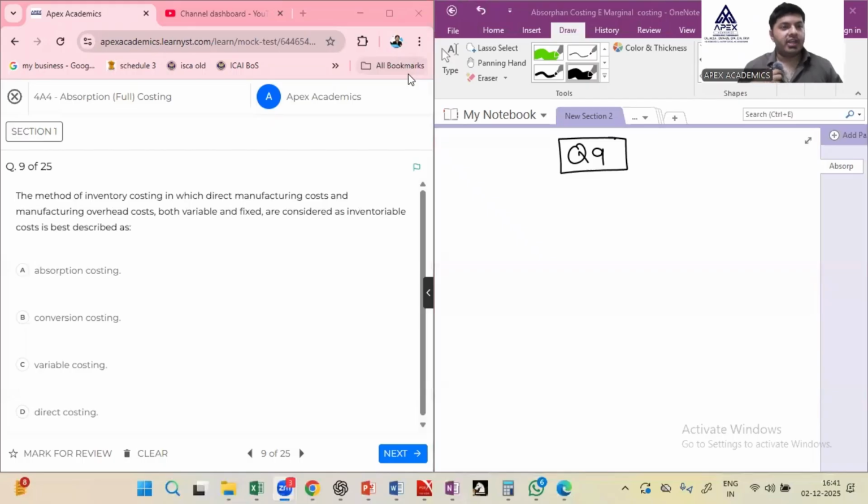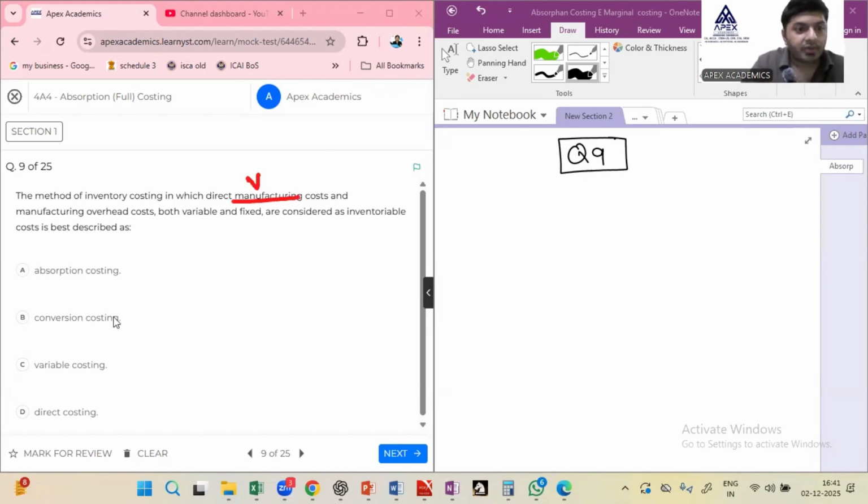All right, guys, we are now looking at question number 9. Question number 9 is asking us a very simple question: the method of inventory costing, in which direct manufacturing cost and manufacturing overhead cost. Meaning, when I say the word direct manufacturing cost, what is the meaning of direct manufacturing cost? Direct manufacturing cost means your variable manufacturing cost.